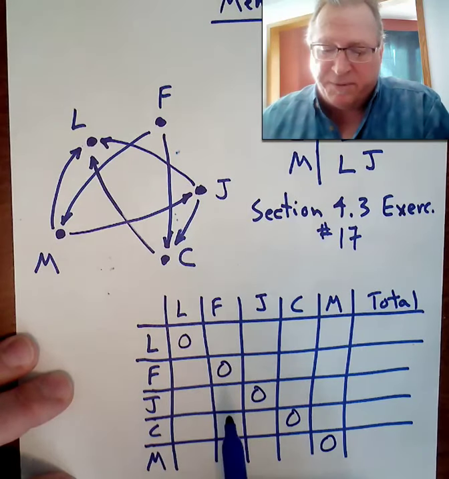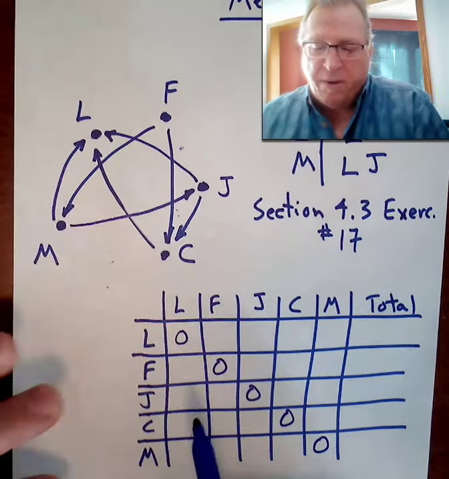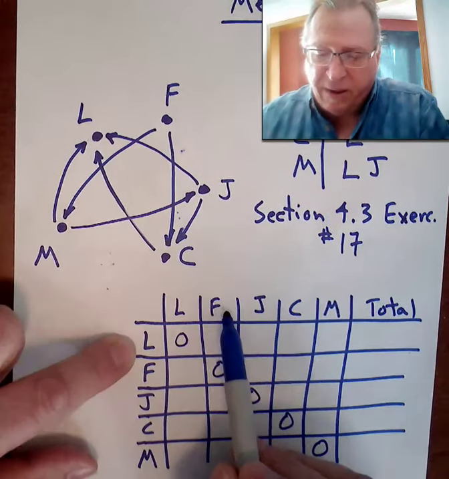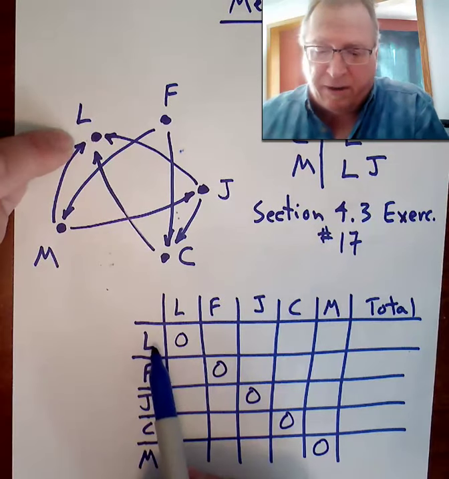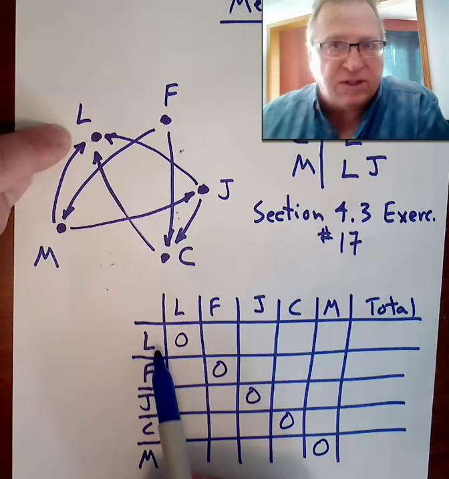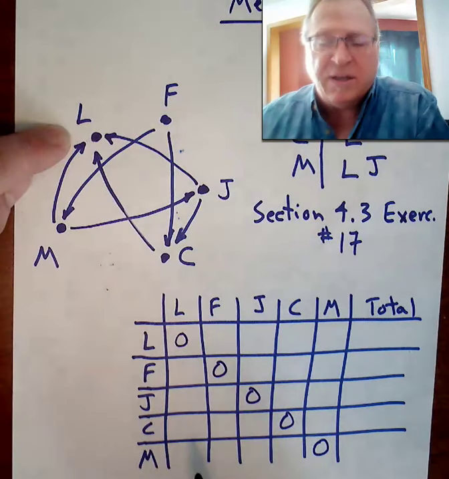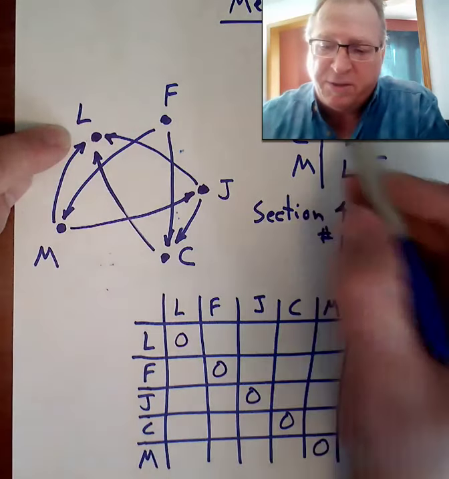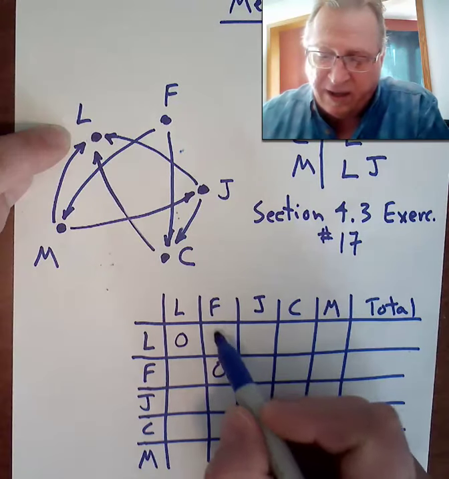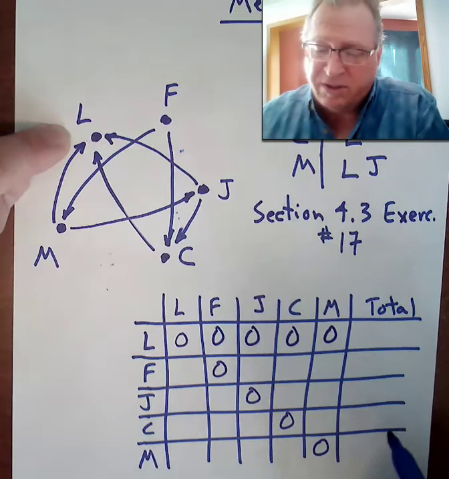Well, there's my phone ringing. We'll ignore that. Okay, so first of all, the influence of L on F. What we do is we start with the letter L, and we look for all the influence arrows extending away from L. Now you can see there's no influence arrows extending away from L, and that's because L had no influence on anyone. So the influence of L on F, on J, on C, and on M is 0.